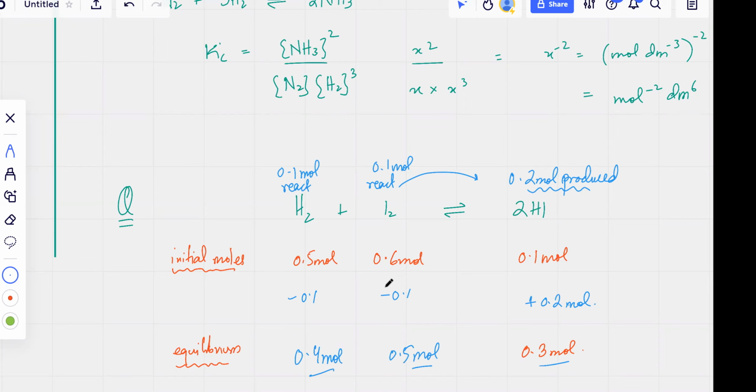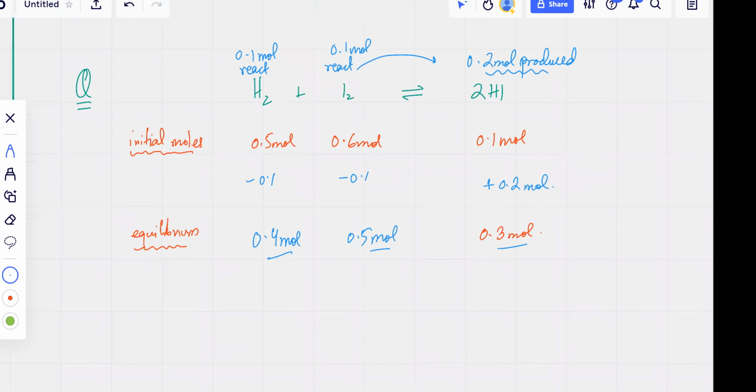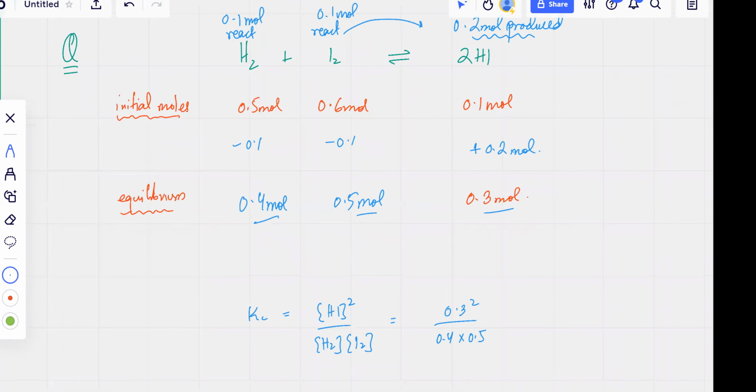Yes, sir. Okay, so you now found your equilibrium moles. And the last part would be easy: you have to find Kc. To find Kc, it's going to be the concentration of HI squared, divided by the concentration of H2 and the concentration of I2. So it's going to be 0.3 squared divided by 0.4 multiplied by 0.5. Right? Is this clear? Yes, sir. Did I make any mistake with this expression by using these values?